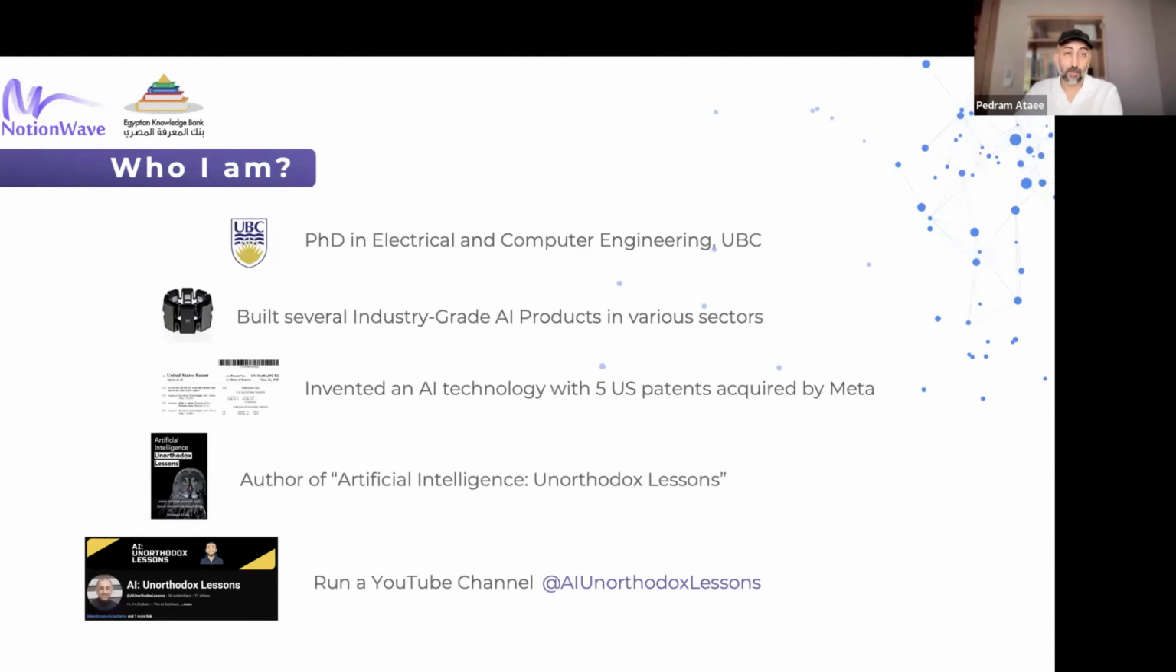Before we jump into the session, I would like to introduce myself in a few bullet points. I took my PhD in Electrical and Computer Engineering from UBC, the University of British Columbia in Vancouver, Canada. I've been in the AI industry for the past 15 years and built several industry-grade AI products in various sectors, from wearables to medical. I invented AI technology that was purchased by Meta, also known as Facebook. I'm the author of the book Artificial Intelligence: Unorthodox Lessons, in which I shared my industrial practices and experience with the community, and I run a YouTube channel with the same name.